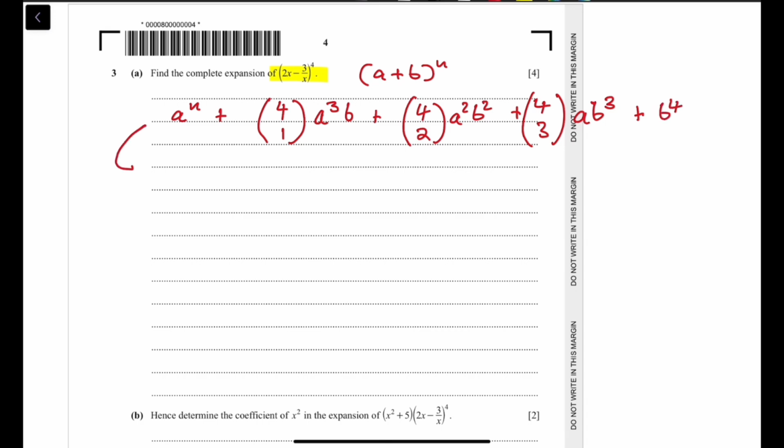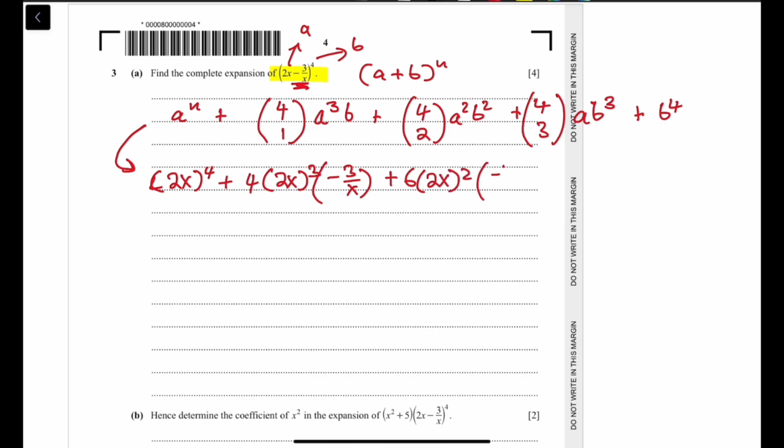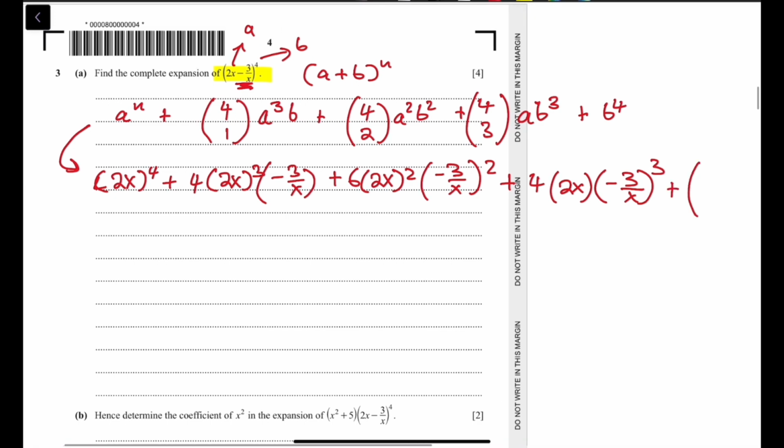Okay, so if we just put that out, it's going to be equal to 2x to the power 4 plus 4 2x to the power 3, negative 3 over x, because this is our a, this is our b, without forgetting the negative sign. Sorry, and then plus 6 2x to the power 2, negative 3 over x to the power 2, plus 4 2x, and then negative 3 over x to the power 3, plus negative 3 over x to the power 4.